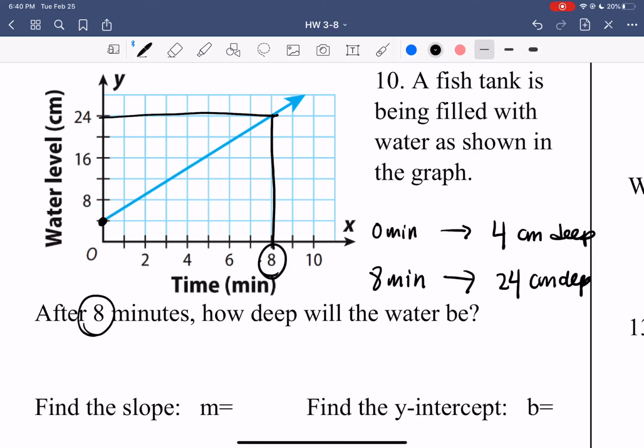So just being able to read that graph and looking at the different intervals. So knowing this is 4, 8, 12, 16, 20, and 24. All right. Oh, we have more on this one.